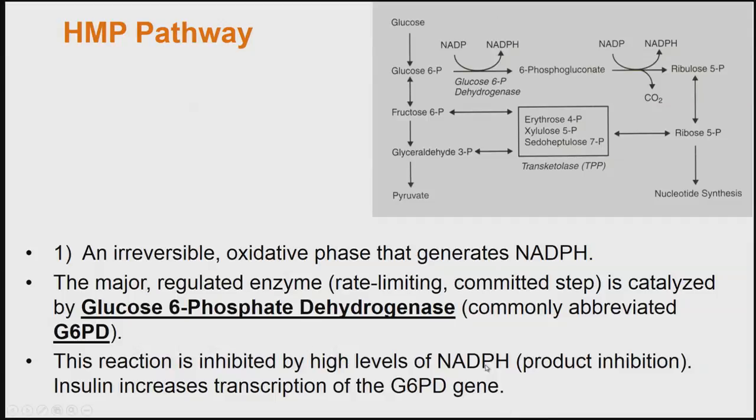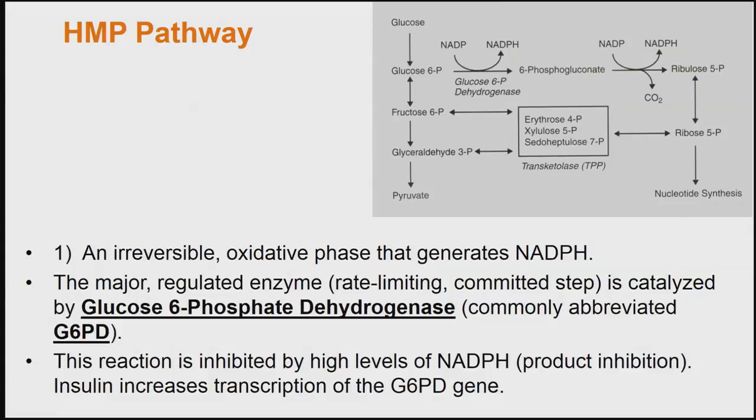The reaction is inhibited by high levels of NADPH. So if you build up NADPH, that's substrate inhibition, or I'm sorry, product inhibition, right? So that kind of makes sense. Insulin actually increases transcription of the gene for G6PD. So what does that tell us? What does insulin indicate? Well-fed state, right? You're taking in extra carbs, other things. So that means you're in synthesis mode. You're going to make things, right?